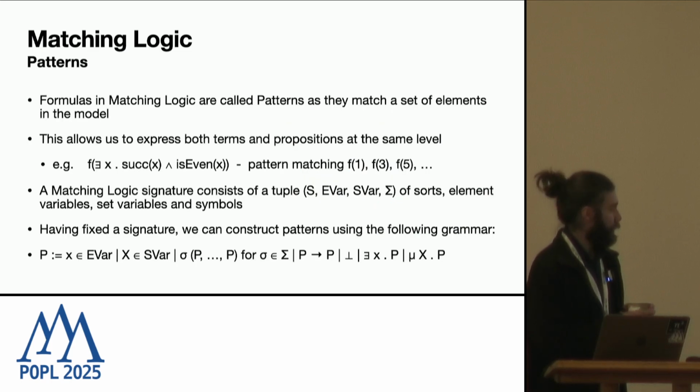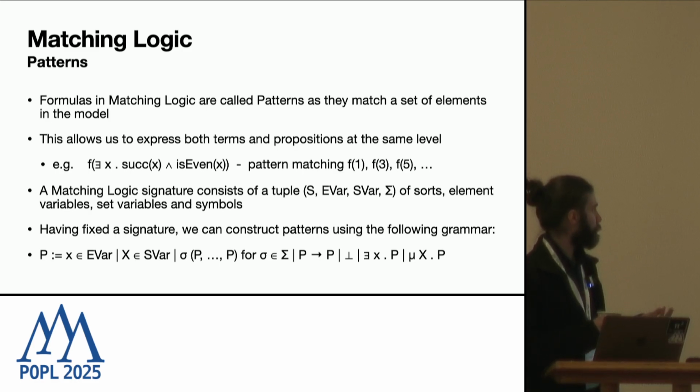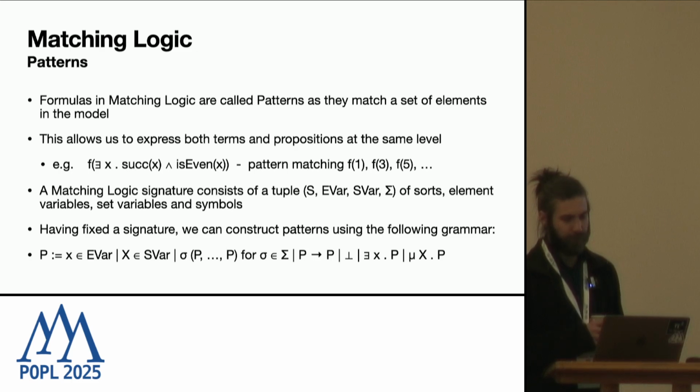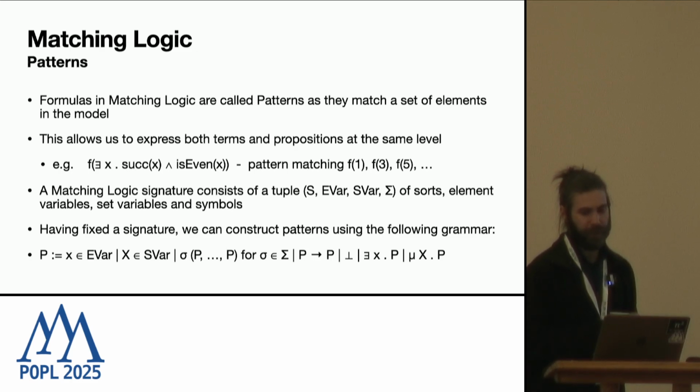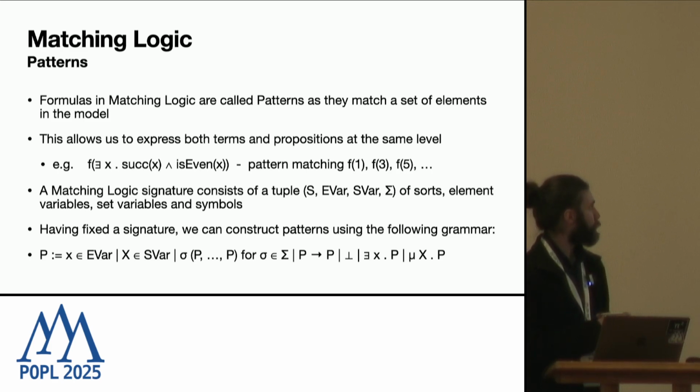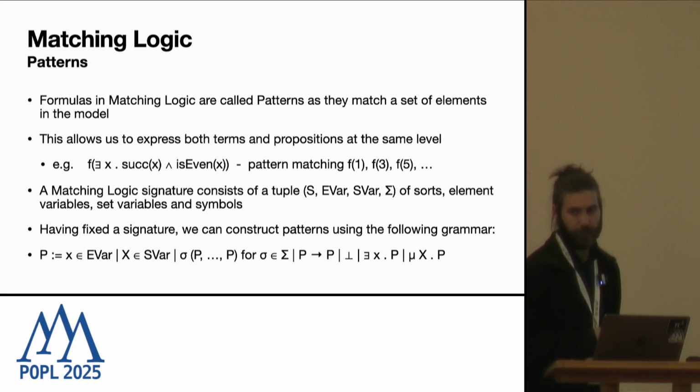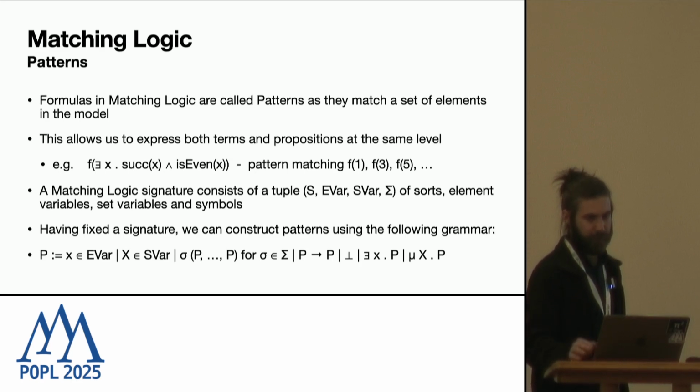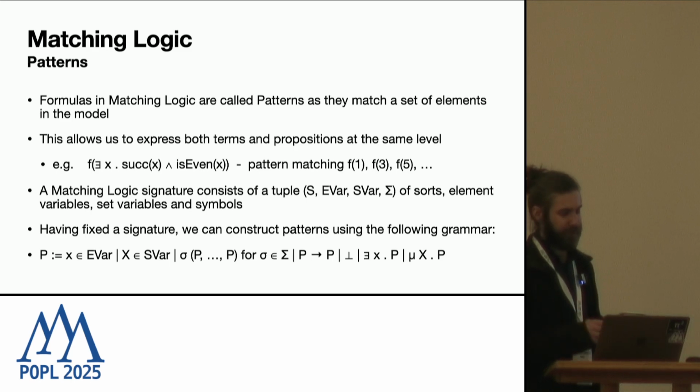So to get a bit more familiar with matching logic, I want to talk about patterns, which are effectively the formulas in matching logic. We call them patterns because semantically they match a whole set of elements rather than just one element in the universe. So you can think of it kind of like a modal logic, but one of the main advantages of this approach, of this logic, is that it allows us to express both terms and propositions pretty much homogeneously at the same level.